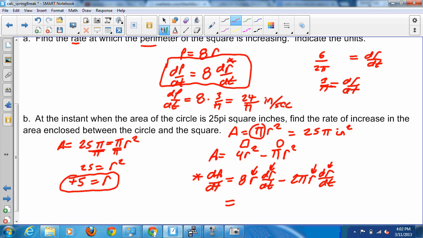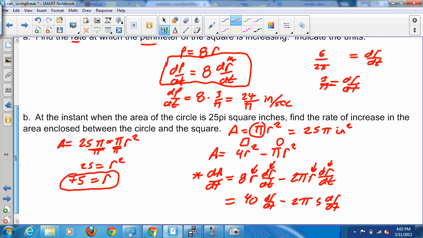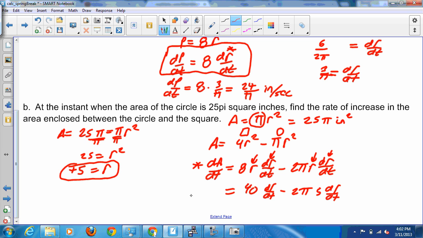So let's plug in. We get 8 times 5, or 40, dr/dt, minus 2 pi times 5 dr/dt. Looks like we could factor out a dr/dt here, and we get what? 40 minus 10 pi times dr/dt.